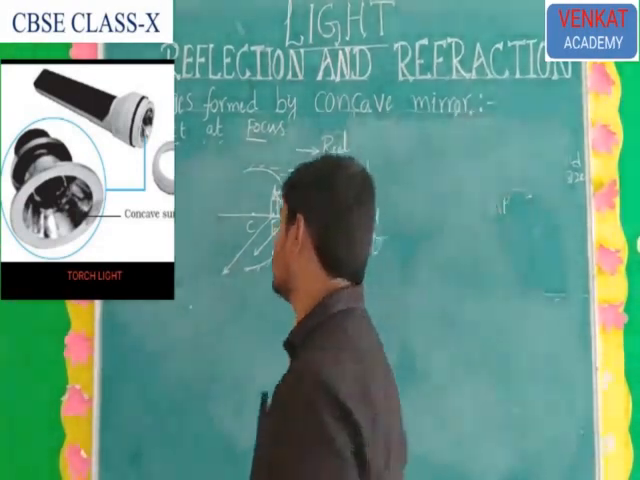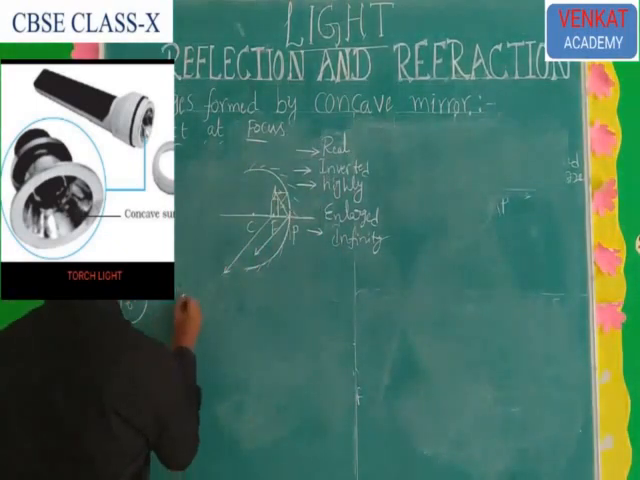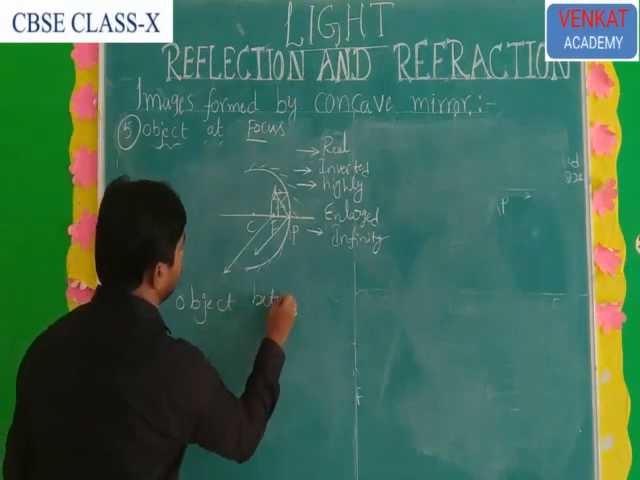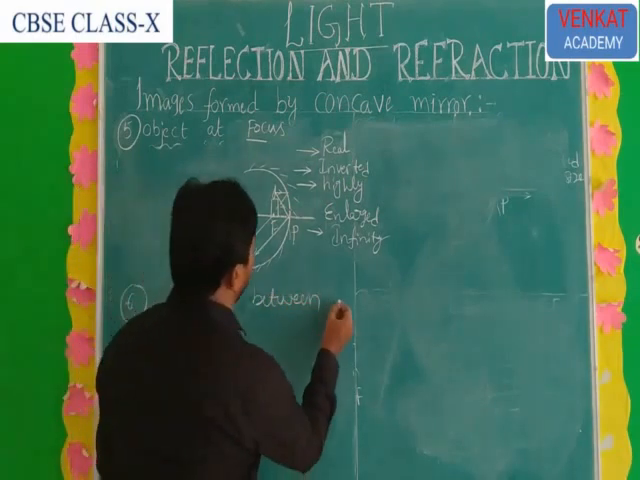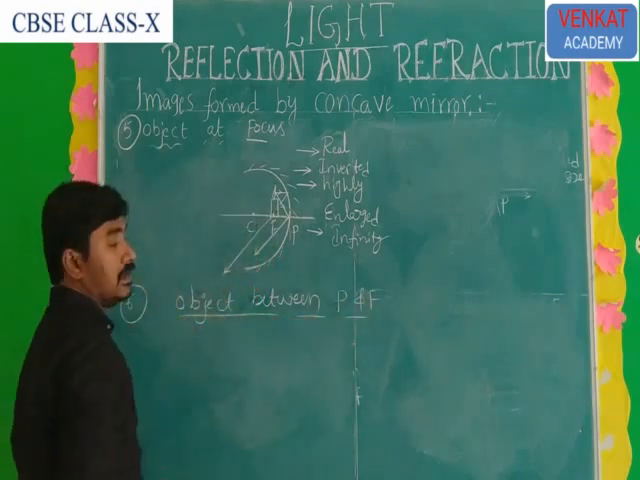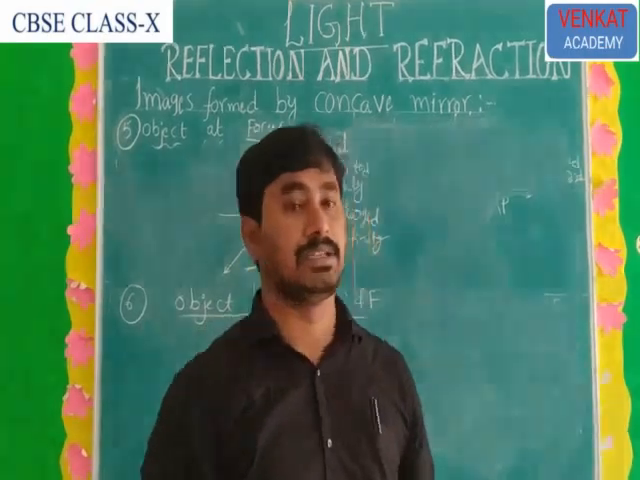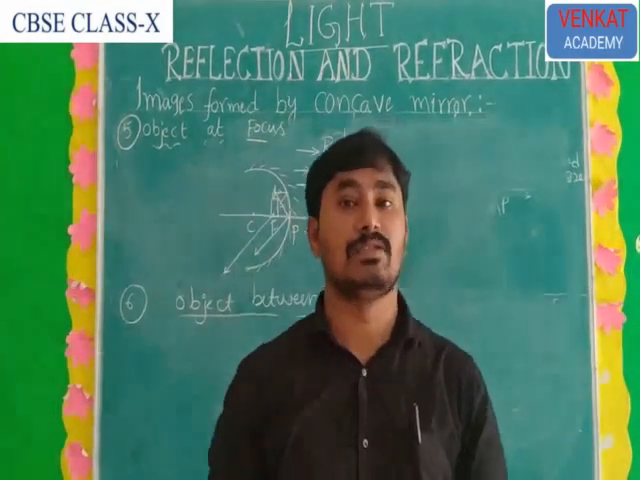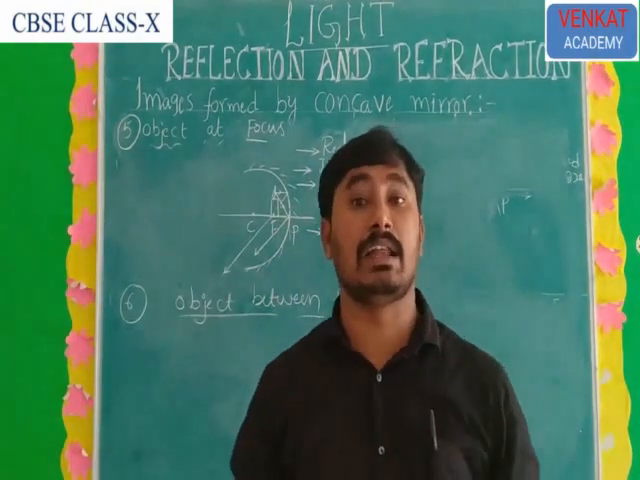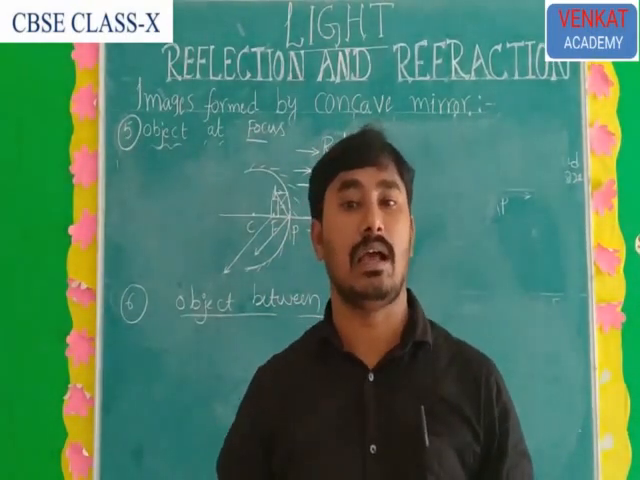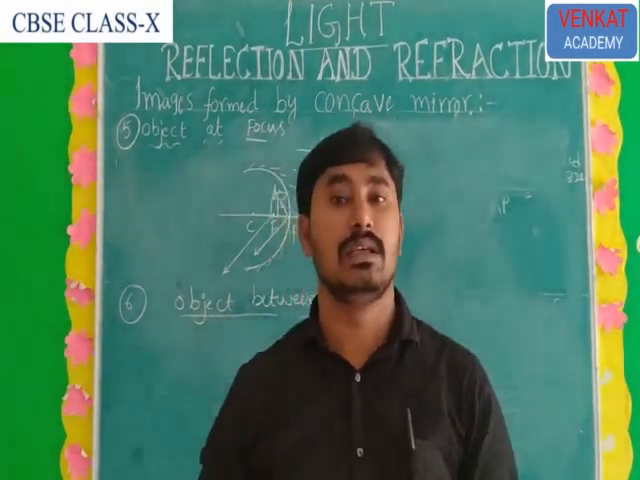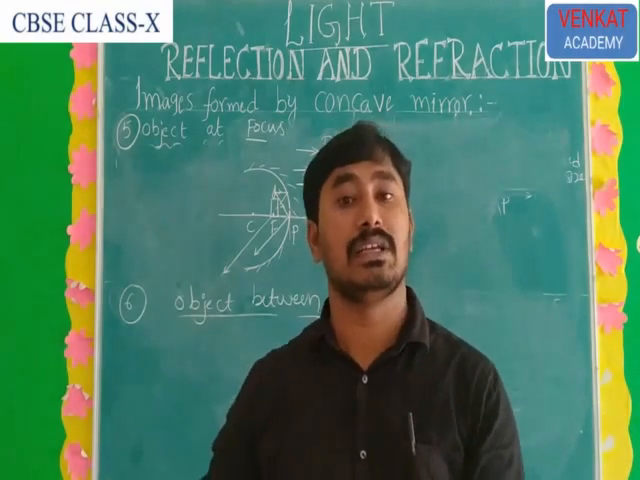So the next one is object between P and F. Object between P and F is a very important condition. In the first five conditions, the image is real and inverted, and the concave mirror acts like a convergent mirror. But in this condition, the image will be formed virtual and erect, which means the concave mirror acts here as a diverging mirror.